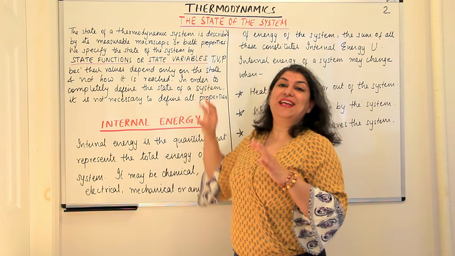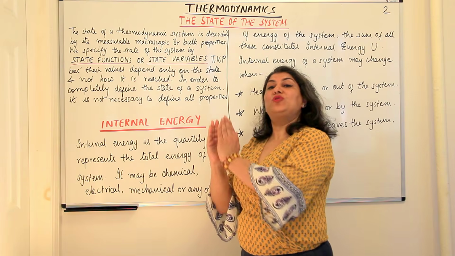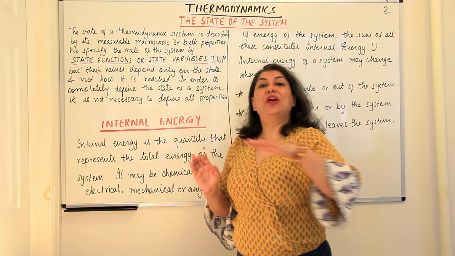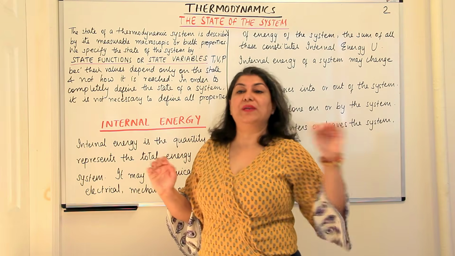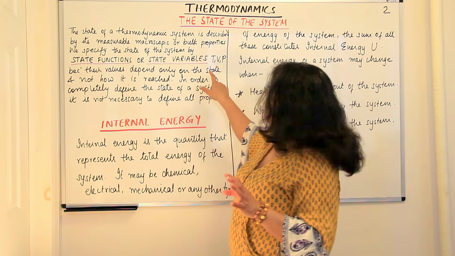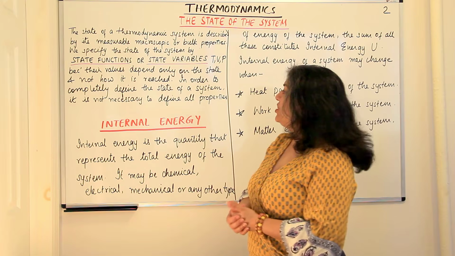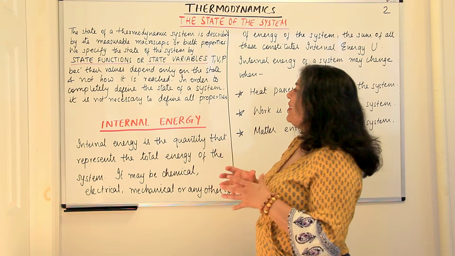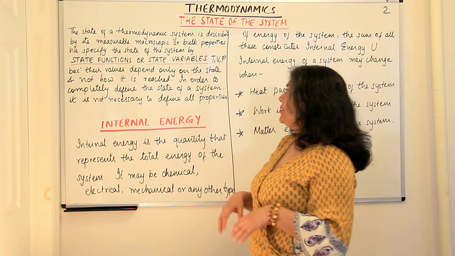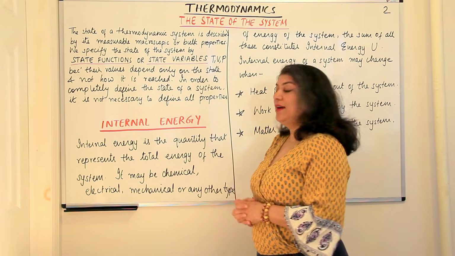So we can describe all the variables without needing to know them all. If you know just a few of them, the rest automatically fall into place. They automatically have fixed values. So this was the temperature, volume and pressure, because their values depend only on the state and not how it is reached. In order to completely define the state of a system, it is not necessary to define all the properties. You could make do with a few and the rest automatically would take their places.